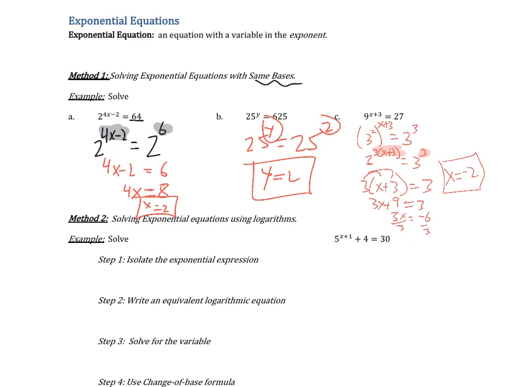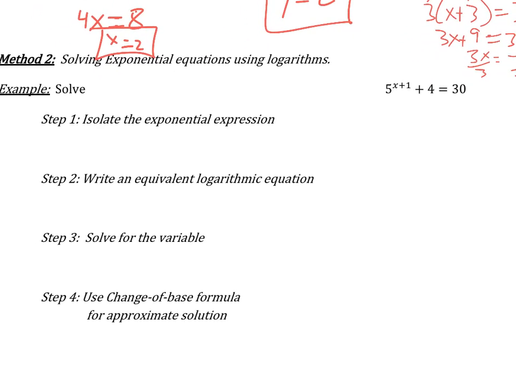Now, if that doesn't work, then we're going to need a new method, and this is where our logarithms come in. So solving exponential equations using logarithms. This will be our most general method. Okay, so here's what we want to do. Here's some steps. We've got an equation with an x in the exponent. That makes it exponential. So what we need to do is isolate the exponential. Let's get that 4 out of there. Okay, and we've got 26 on the right and 5 to the x plus 1.